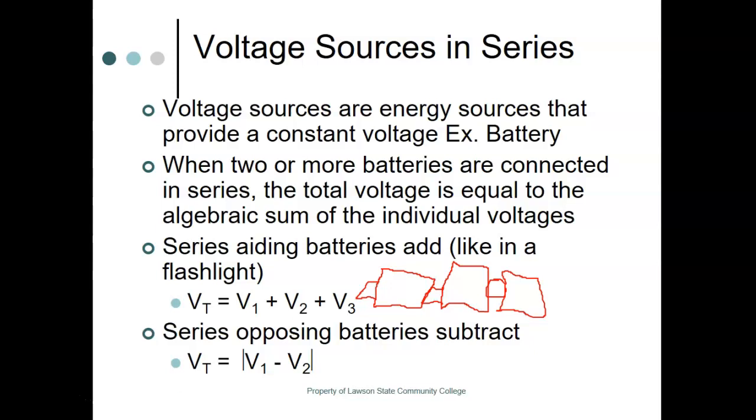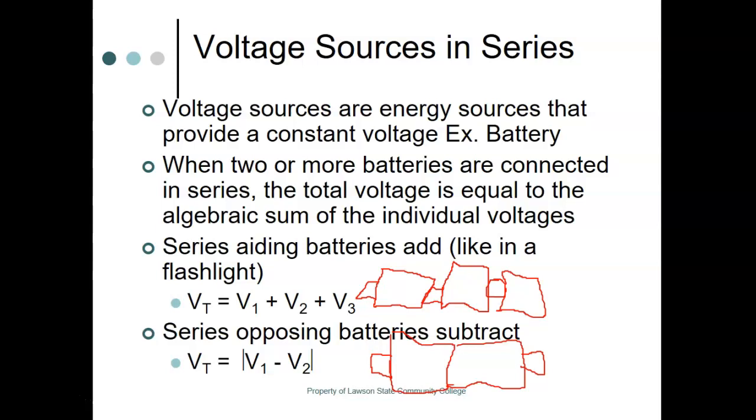Series opposing means that the batteries are either facing head to head or tail to tail. This is why whenever you put them in the wrong way, whatever you're trying to run does not work.